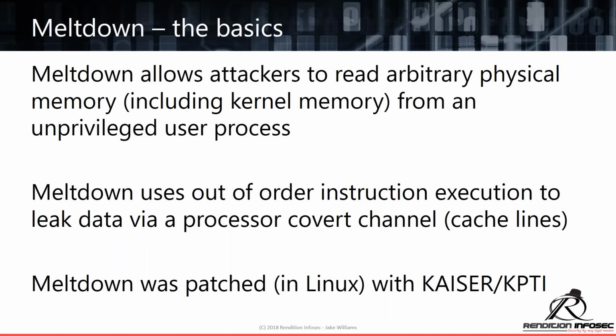Meltdown allows attackers to read arbitrary physical memory, right? So basically, we can read memory from anything up to and including the kernel from an unprivileged user process. This is really slick for us because it allows us, from that unprivileged user process, to get basically a full dump of physical memory from a machine.